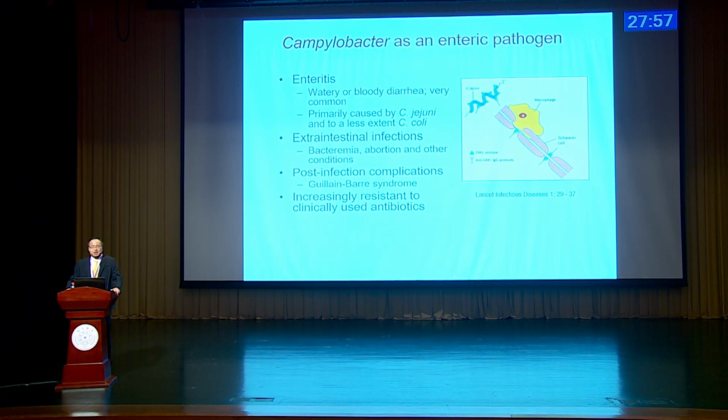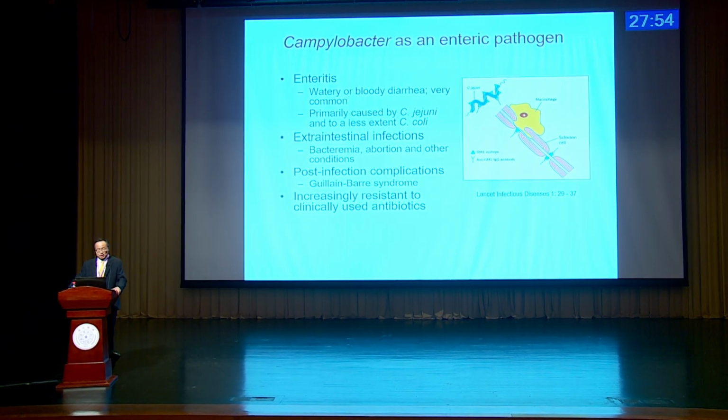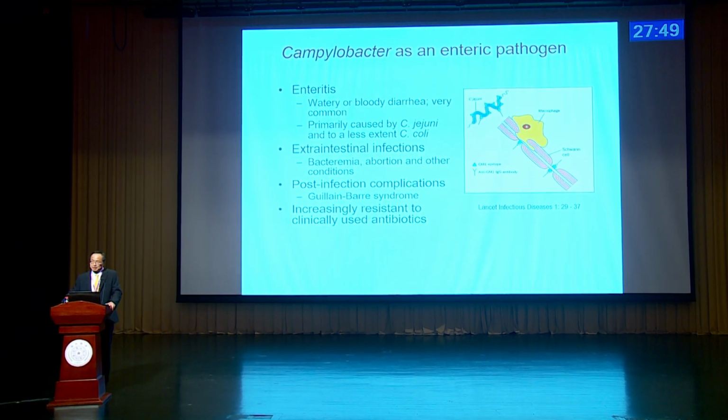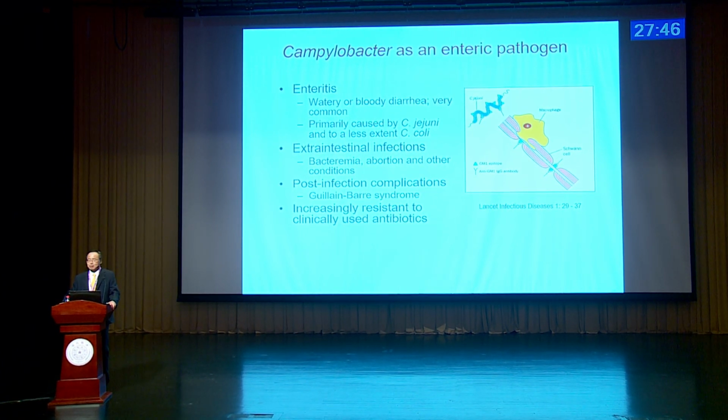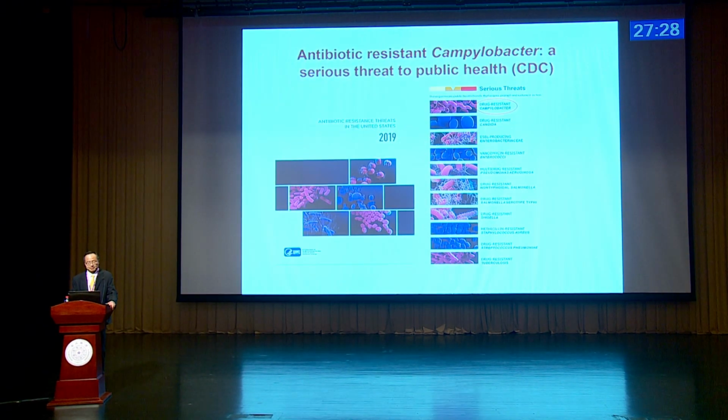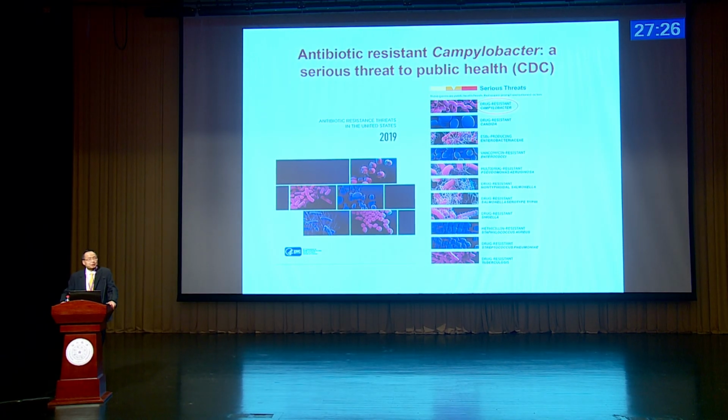Now, the primary disease caused by Campylobacter in humans is enteric disease: diarrhea, watery and bloody diarrhea. But it also causes extraintestinal infections such as bacteremia, abortion, and other conditions. It's also one of the primary factors associated with Guillain-Barré syndrome, which is an autoimmune disease. This pathogen has been increasingly resistant to clinically used antibiotics. Due to the importance of antimicrobial resistant Campylobacter, CDC listed this bug as a serious threat in the 2019 report.